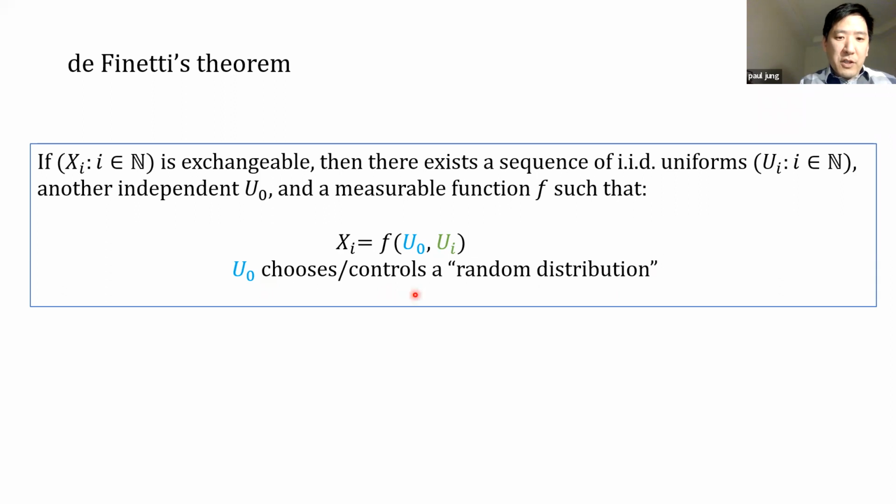So U0 now controls the randomness of the distribution. You can think of U0 as making this F random. This is actually just an alternate form of the definition: X is exchangeable if and only if there exists some measurable function F and an IID sequence of U_i's and another independent U0 such that the exchangeable sequence has this representation. I'll call these de Finetti-type representations.